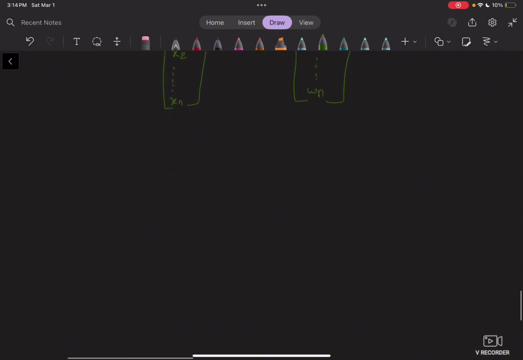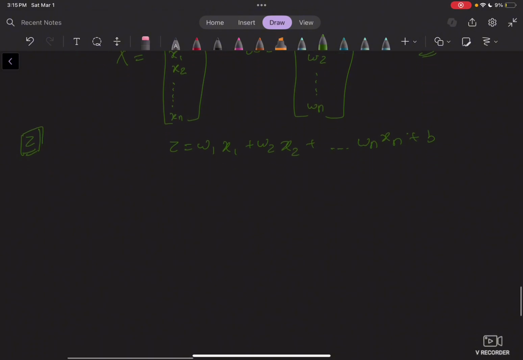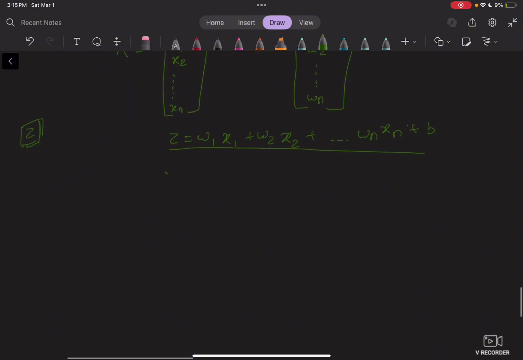So when we take the transpose, what happens? Let's understand why the transpose comes. We need to multiply the weights with the features in order to get our z. That's the goal, right? We want to get our z, a single value, and that means it should look something like this: w1x1 plus w2x2 plus all the way to wnxn plus b. That is what it should look like. So in matrix form, this gets written as w transpose x plus b.